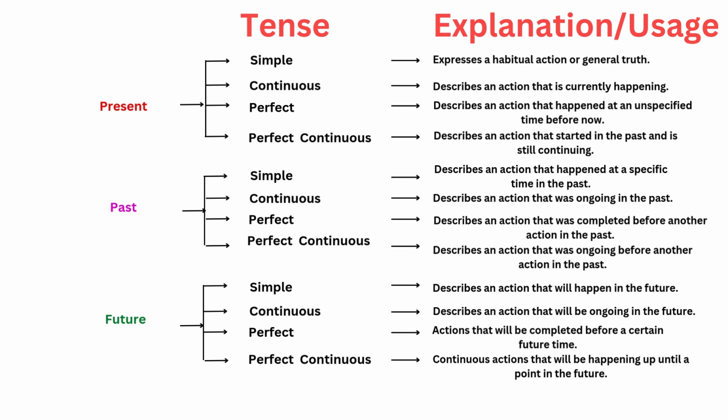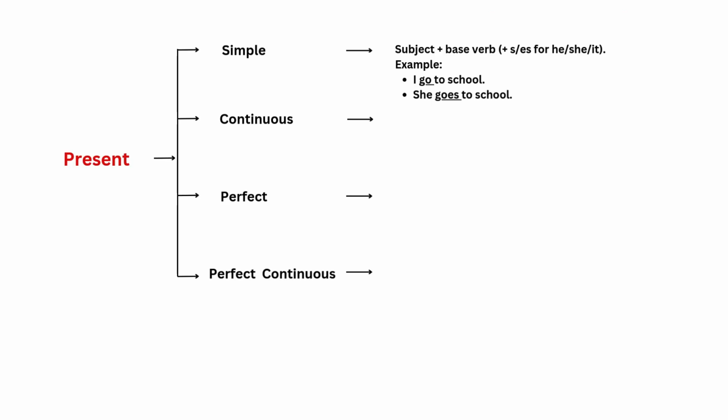Now that we've understood what each tense means, let's dive deeper into the rules for forming these tenses. We'll look at how to structure sentences for each tense, along with some examples to make things clear. Rule for simple present tense is: subject plus base form of the verb. Add es for he or she or it.